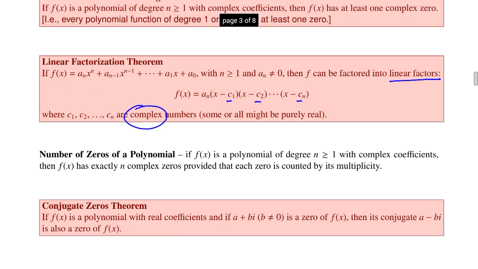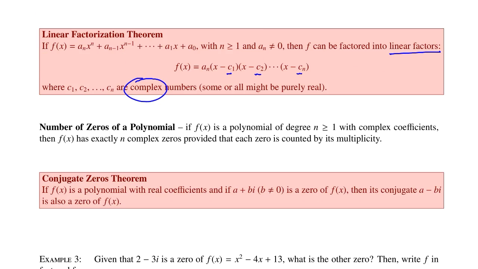Putting these together, we get this little fact: the number of zeros of a polynomial. If f of x is a polynomial of degree n greater than or equal to 1 with complex coefficients, then f of x has exactly n complex zeros, provided that each zero is counted with its multiplicity. So essentially you're adding up the multiplicities to come up with the degree, because the degree is n, and there are going to be n zeros if you count them by their multiplicity. So this is a way to check to see if you have all of the zeros accounted for. If you have a degree 5 polynomial, you should expect 5 zeros if you're counting them by their multiplicities.